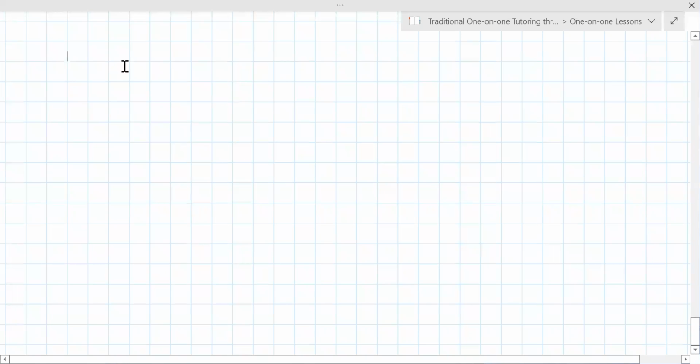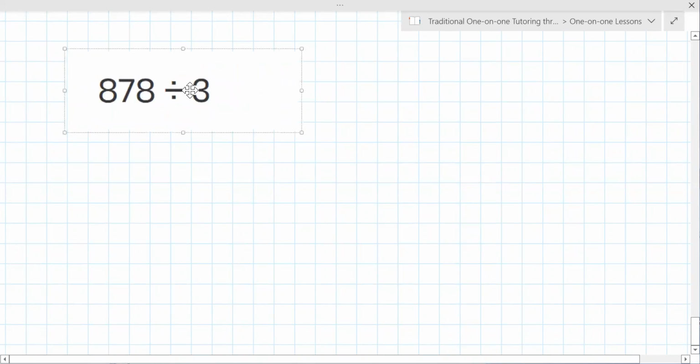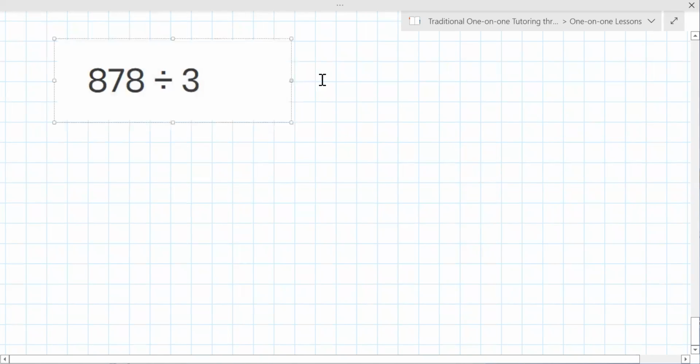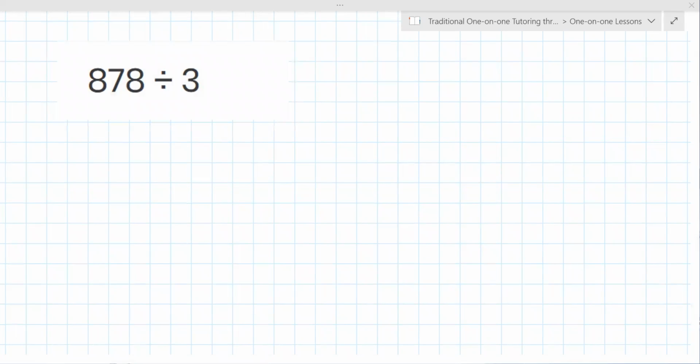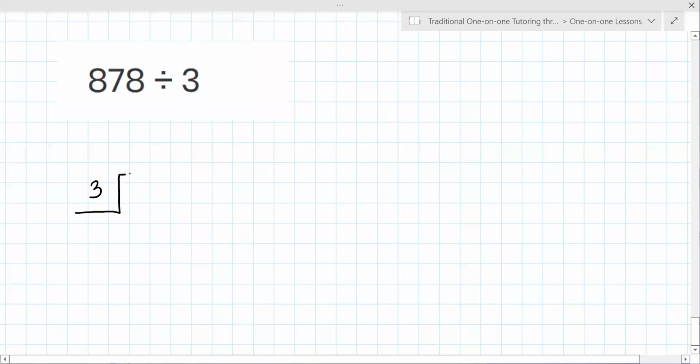from your quiz today. So this is the first problem in your quiz. 878 divided by 3. All right. Now they do it a little differently, and I'll try to help here. But the 3 goes outside the house, and the 878 goes inside the house. And again, you start by asking, how many times does 3 go into 8?